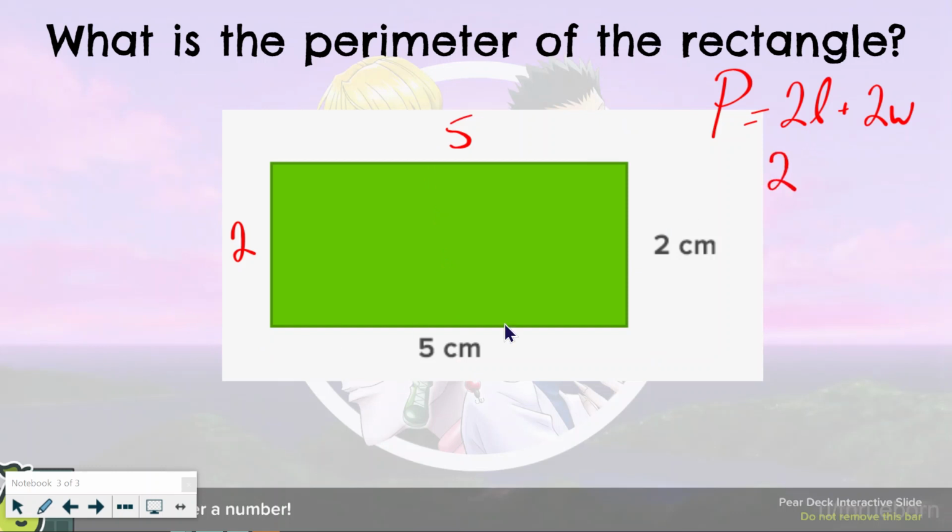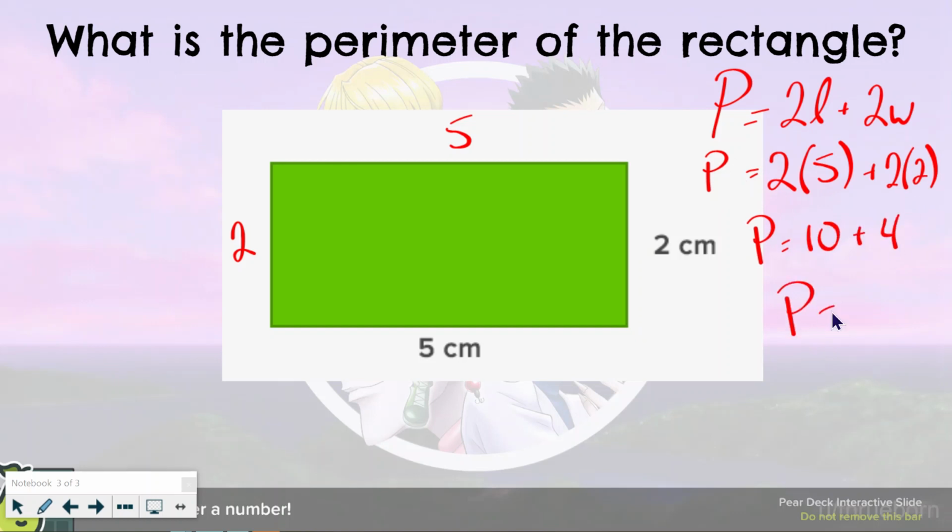2 times, let's call this the length, so 2 times 5, plus 2 times the width, I'm going to call that 2 here. So it'd be 2 times 5, that would be 10. 2 times 2, and that's 4. So the perimeter of this is 14 centimeters. Or, again, you could really just add up these 4 numbers and get the exact same thing.